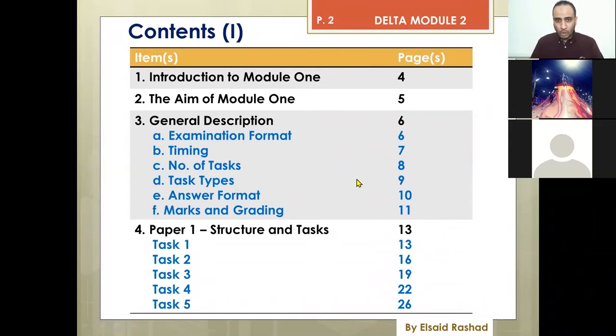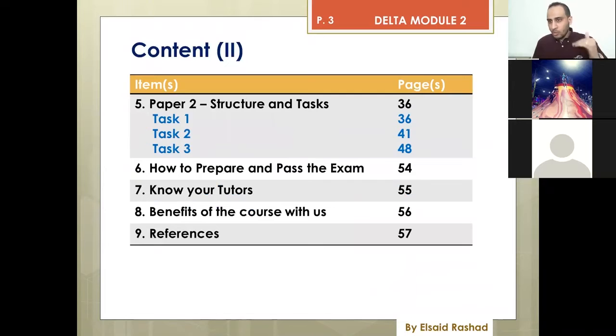We will talk about Delta Module 1 and the main aim of this module, and we will go over the description of the exam. We'll talk about the format, the timing, the number of tasks, the type of tasks, the answer format, and the marking and the grading. After that, I will take you step by step to see an example of each task from paper 1, task 1 to 5, and paper 2, task 1 to 3. So we have 2 papers in the exam: in paper 1 we have 5 tasks, and in paper 2 we have 3 tasks.